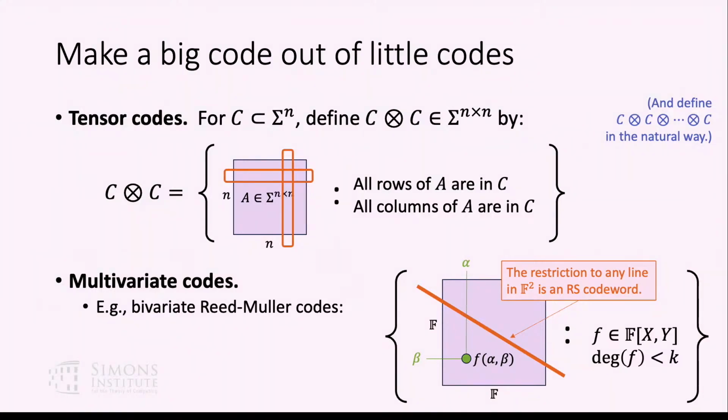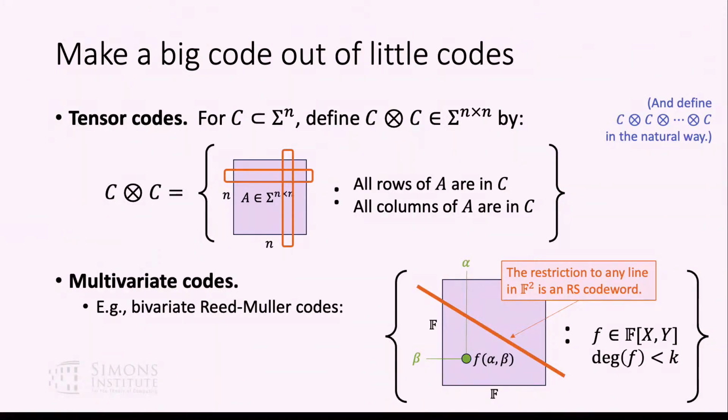So any line that I take in this square, the picture isn't quite right because it doesn't look like a field structure, but imagine it wraps around or something, any line that I take in this square looks like a Reed-Solomon code word. So I have all these little code words from some other code embedded in my big code.